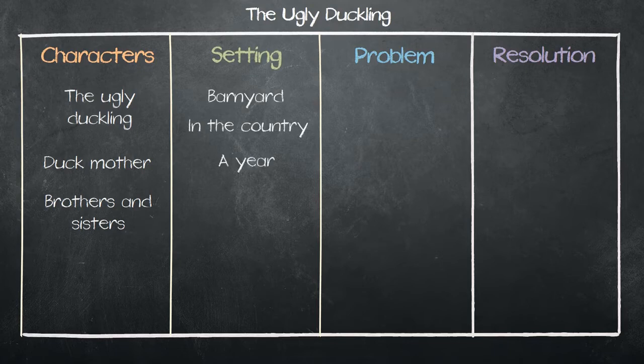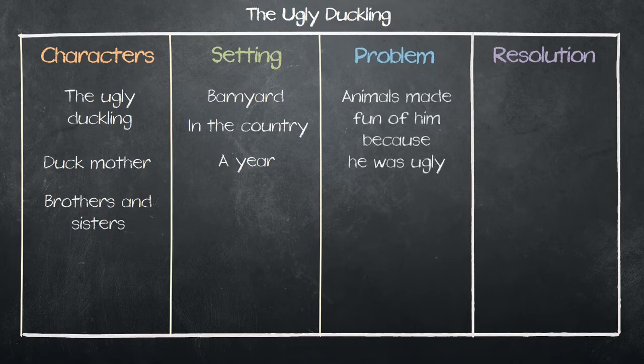Next, ask the students what problem the main characters faced. Write it in the problem box. All the barn animals made fun of him because he was ugly.